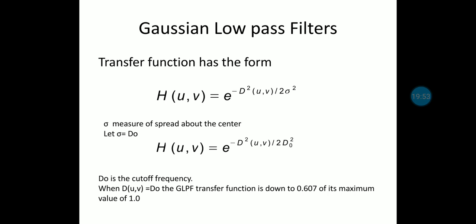So D naught is considered to be the cutoff frequency, and whenever D(u,v) is equal to D naught, the Gaussian low pass filter transfer function is down to 0.607 of its maximum value of 1. Okay, so it will have a value of 0.607 of its maximum value of 1.